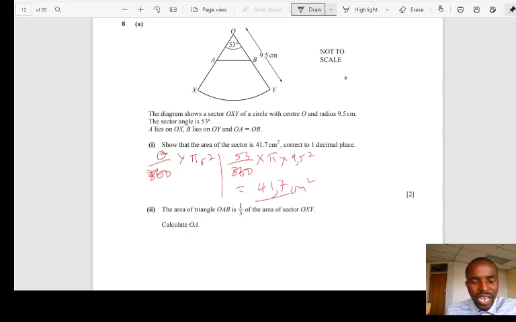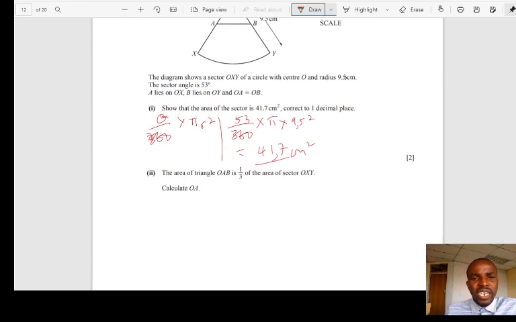Item 2, the area of triangle OAB is 1/3 the area of sector OXY. Calculate OA. The area of triangle OAB is 1/3 of the area of the sector. Since the sides OA and OB are the same, we can label this one X. It means this side is also X. So calculate OA. OA is X in this case. I have represented it with X.